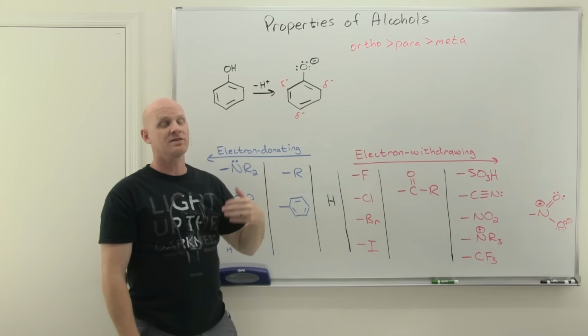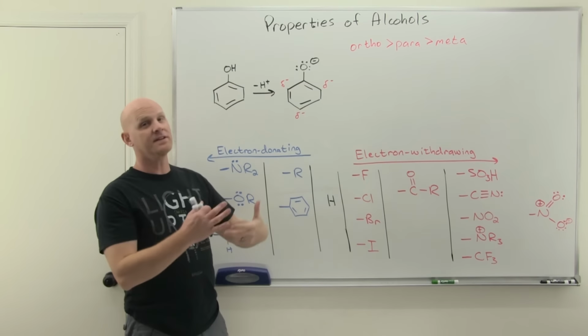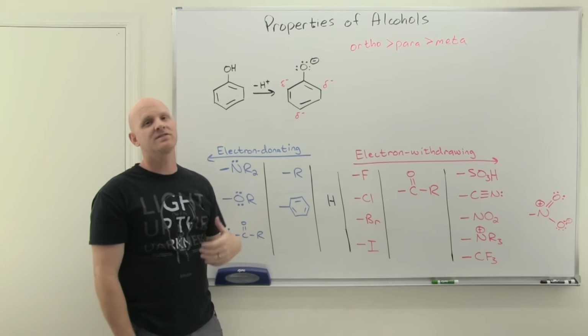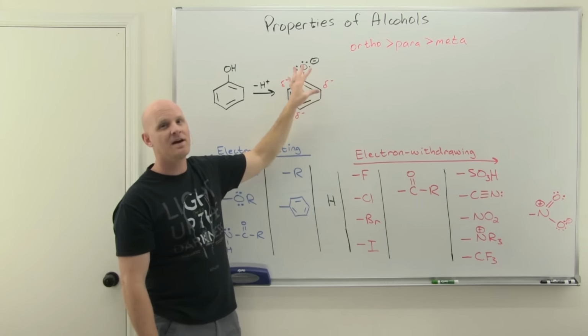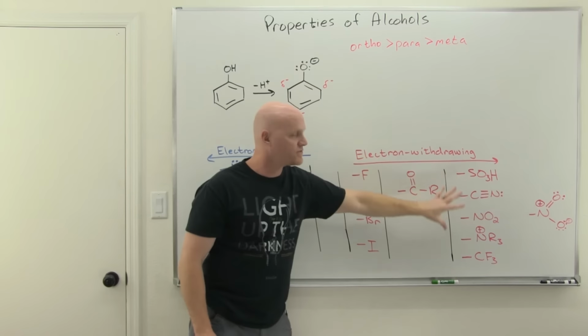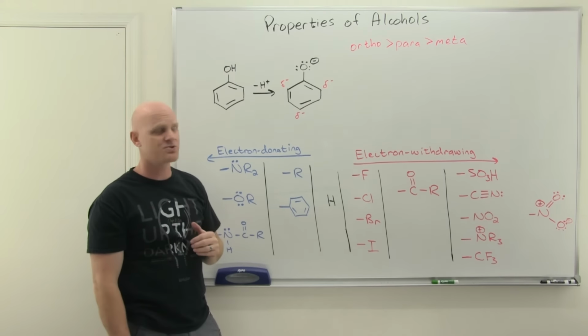If I wanted to stabilize it second most, I'd put it on the para position. And if I wanted to stabilize it the least, then I'd put it on the meta position. But in every case, it would stabilize this to some degree. And by stabilizing this, you make it a weaker base, and therefore you'd make the conjugate acid a stronger acid. So these electron withdrawing groups are always going to stabilize the conjugate base, making the corresponding conjugate acid stronger.